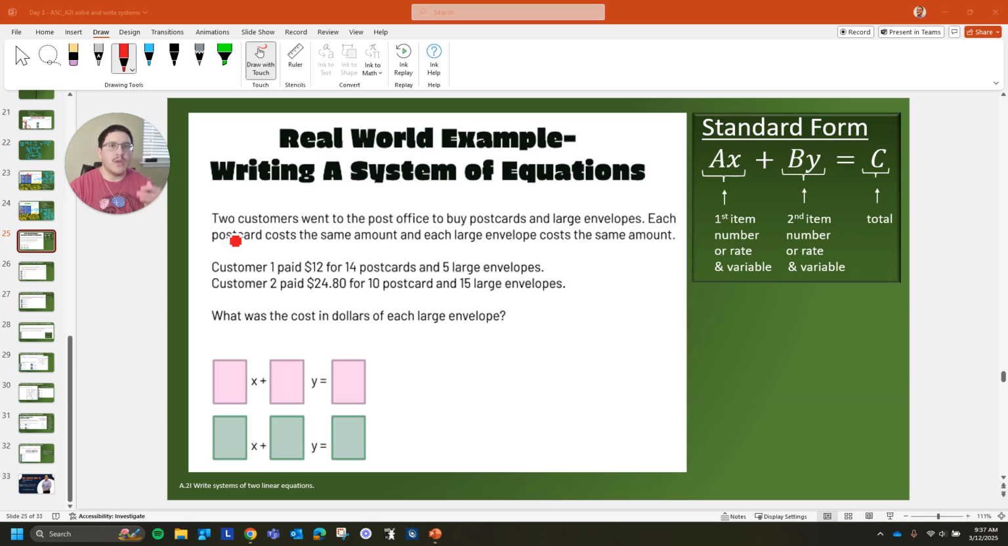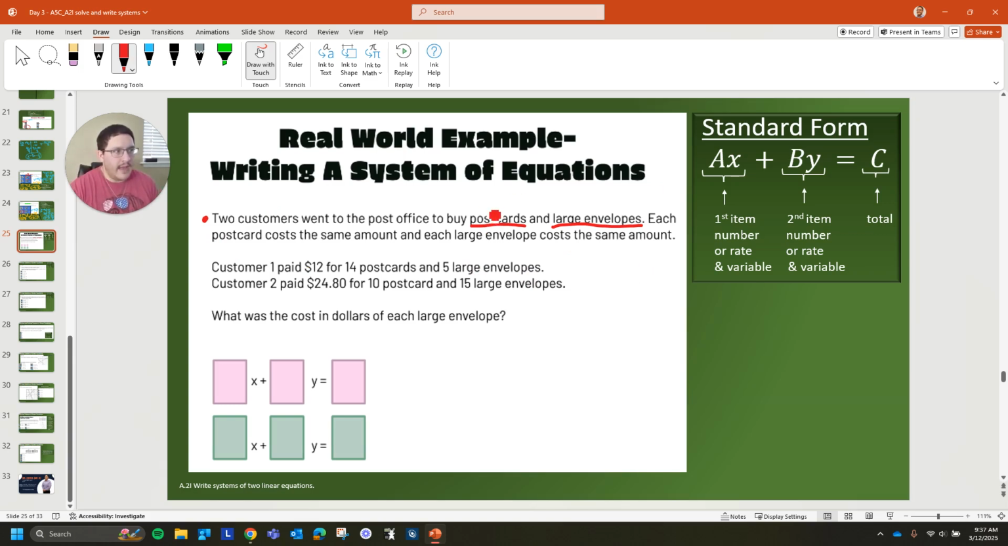So, how can we tell that this is a system of equations? Well, we have the clue that there are two different customers buying postcards and large envelopes, two different things. We don't know what the price is for each one yet, but we do know the price for their totals. So each postcard costs the same amount and each large envelope costs the same amount. Again, we don't know what their cost is.